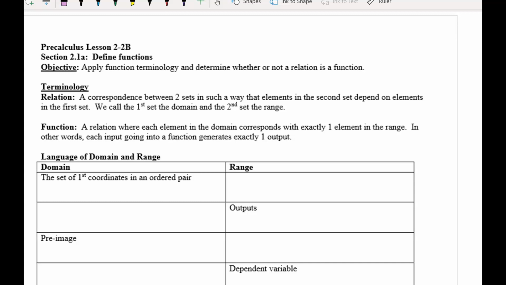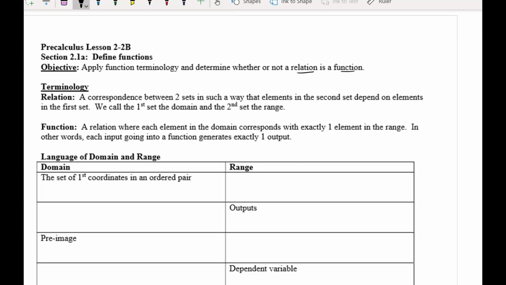Hello pre-calculus students, and welcome to a video that is a review of what a function is, some of the language of a function and what it actually is. So our objective here is to apply the function terminology and be able to determine, when we're looking at an equation of a relation, whether or not it's a function.